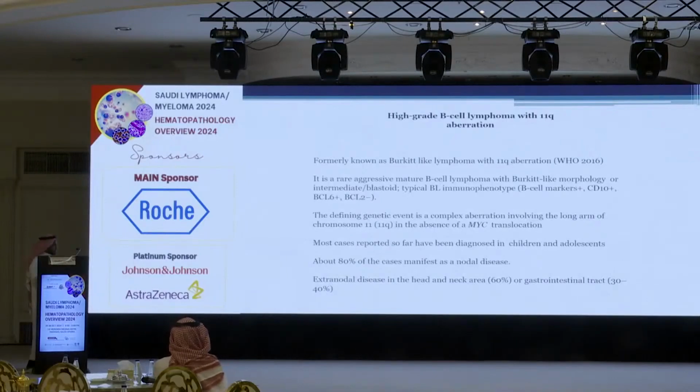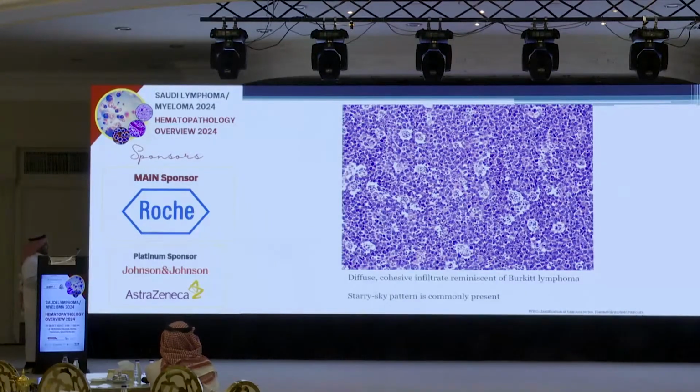in the absence of MYC translocation. Most cases reported so far are in children and adolescents and mostly present as a nodal disease. Burkitt lymphoma is usually extranodal disease, but this entity mostly comes as a nodal disease. There are some cases reported extranodally in the head and neck region and in the gastrointestinal tract. This is the histomorphology. It is almost exactly similar to Burkitt lymphoma. Usually it has sheets of intermediate blastoid-looking cells with a starry sky appearance, mimicking Burkitt lymphoma.